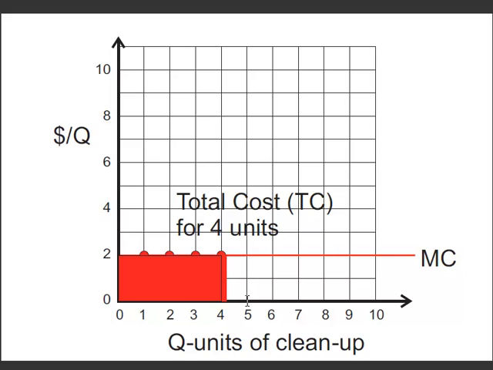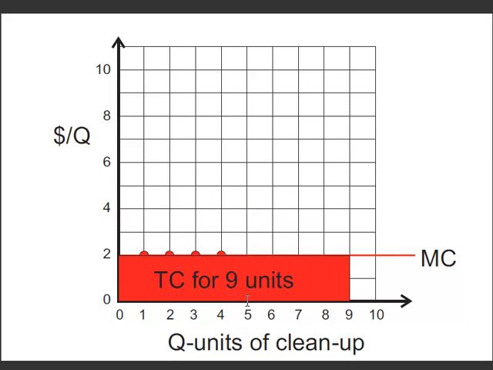is the area underneath the marginal cost curve out to a particular unit. So the rectangle that we have here would show the total cost for 4 units of cleanup, and if we wanted to get 9 units, we'd go all the way from 0 out to 9, and that would be the total cost for 9 units of cleanup.